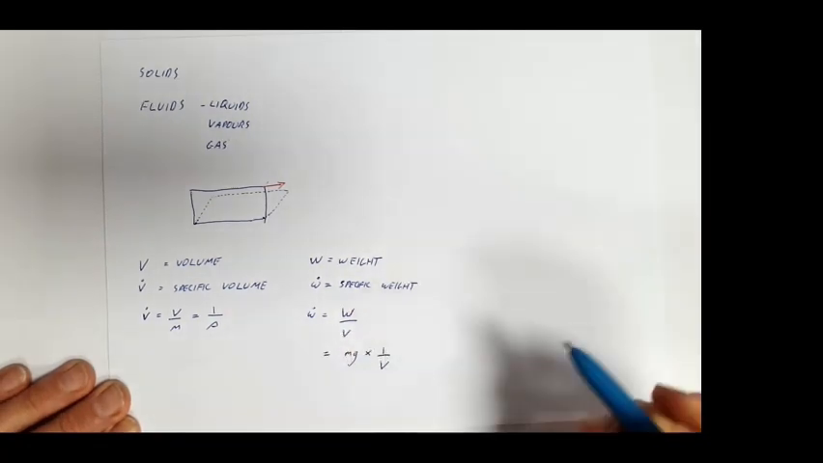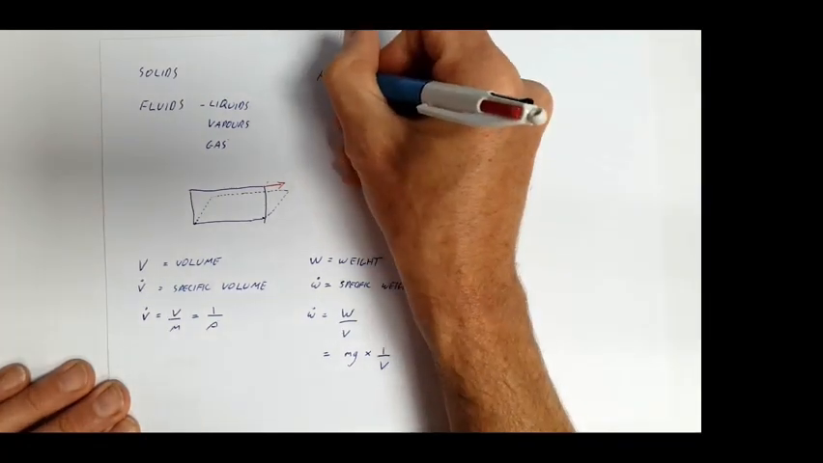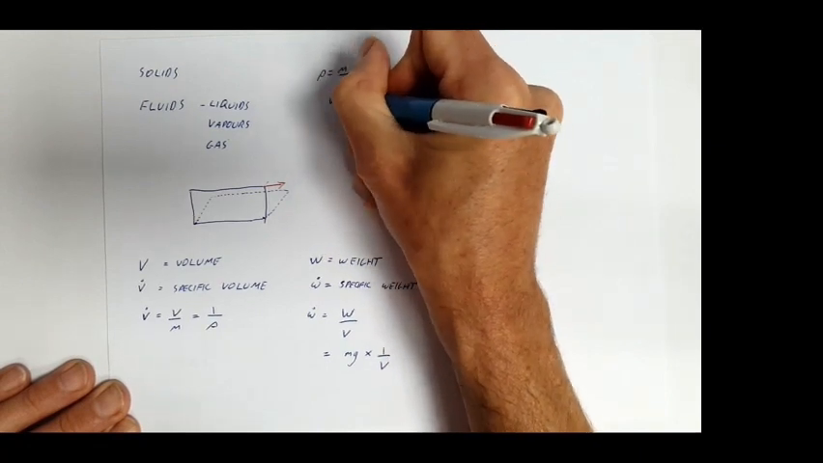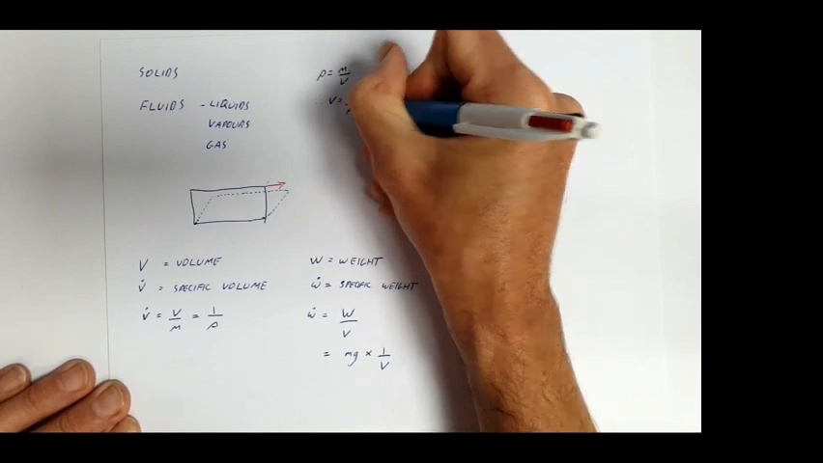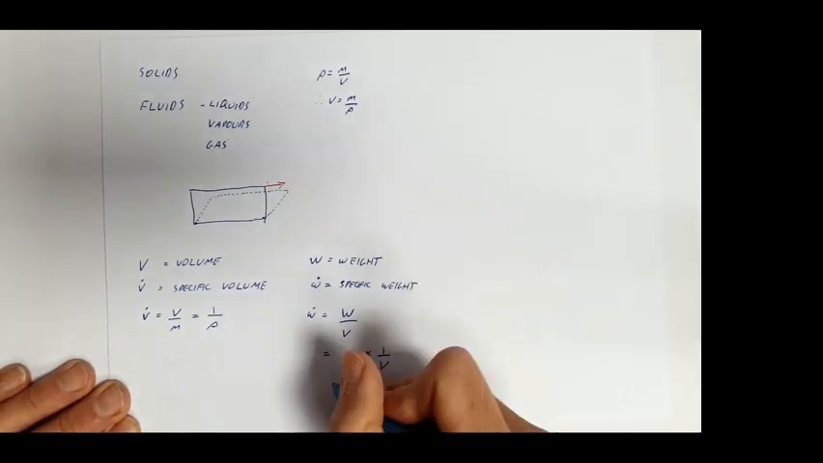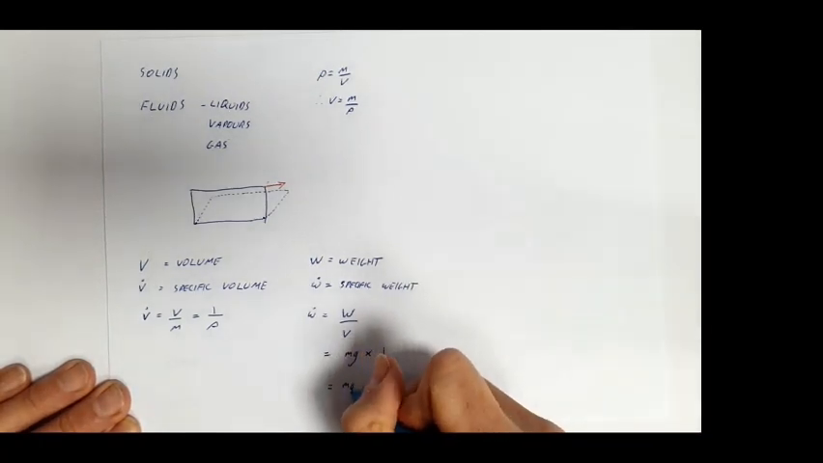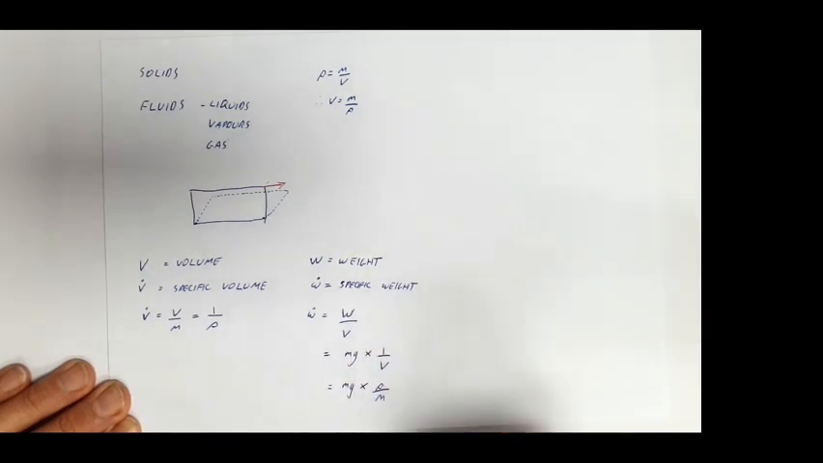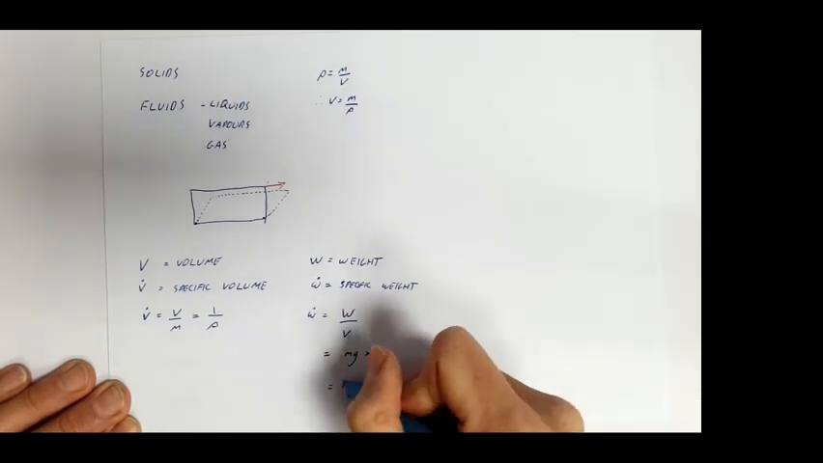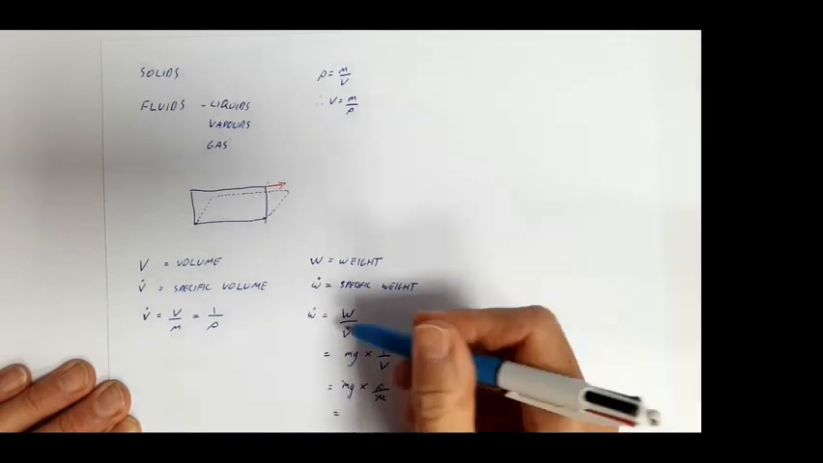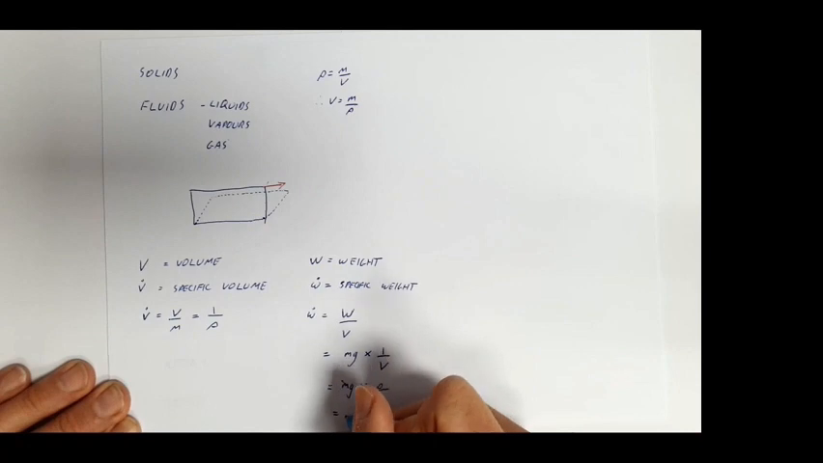Now, the inverse of volume: we know density equals mass over volume, so therefore volume must be mass over density. So the inverse of volume is simply going to be density divided by mass. So mg times density divided by mass. Clearly, that mass and that mass are going to cancel out. So what are we left with? Our specific weight is simply our density times our gravity.